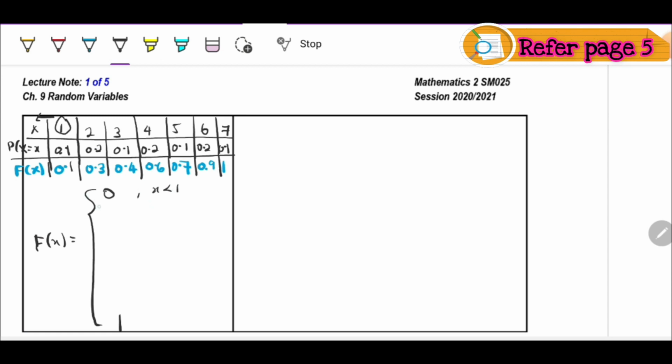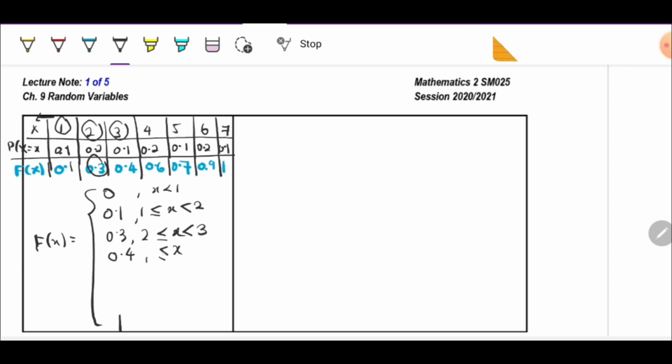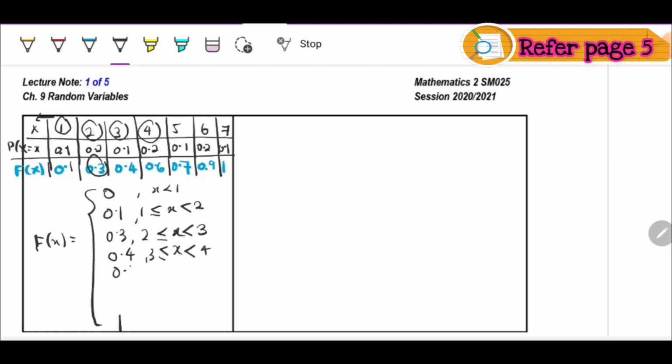F1, the Fx is 0.1. So x is greater and equals to 1 but less than 2. F2 is 0.3. So the interval is x is greater and equals to 2 but less than 3. F3 is 0.4. So x is greater and equals to 3 but less than 4. F4 is 0.6. So x is greater and equals to 4 but less than 5.